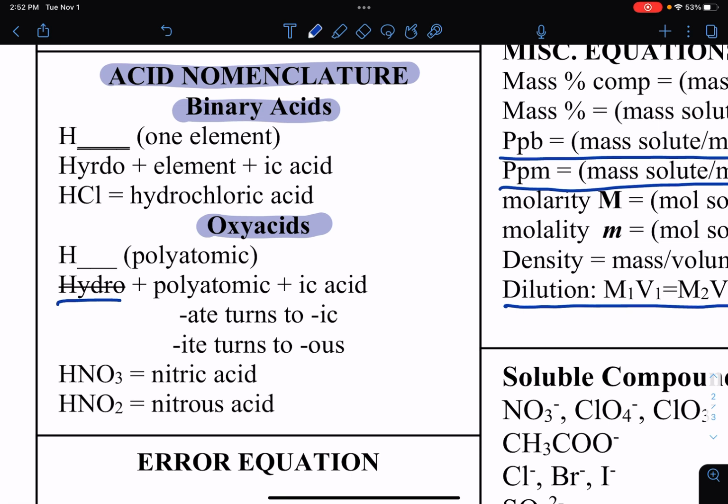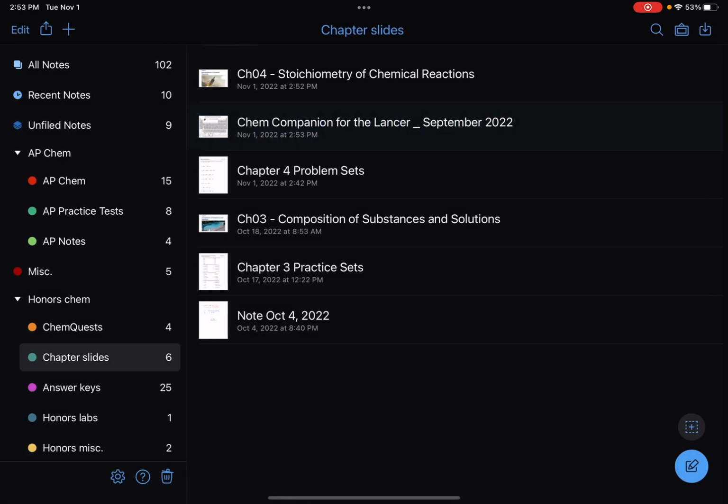So we're just going to go straight to the polyatomic ion name, which is nitrate. If the polyatomic ion ends in ate, like it does in our example, then change the ending to ic. So this is called nitric acid. And if the polyatomic ion ends in ite, you would change the ending to ous. Let's go back to the slides.